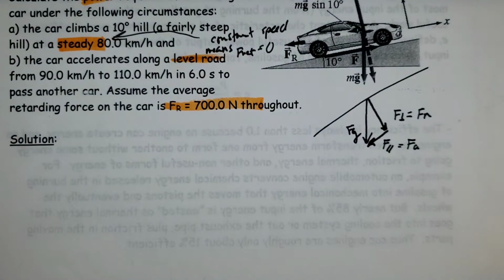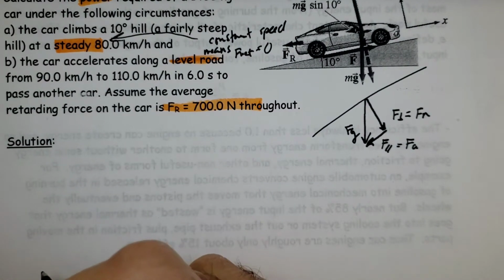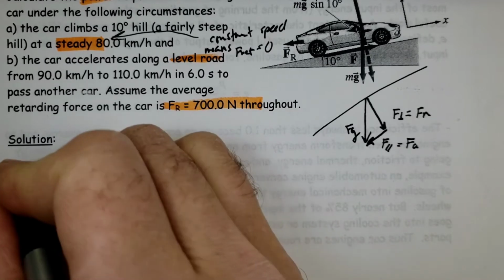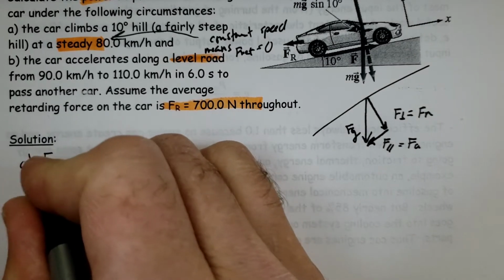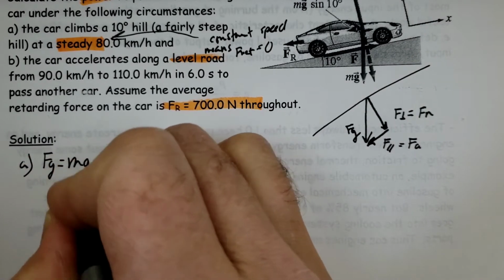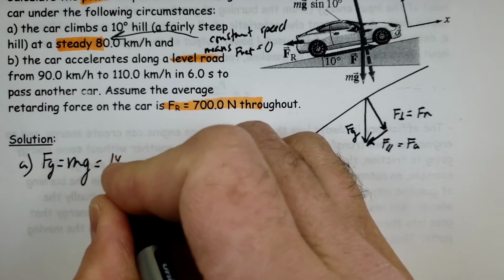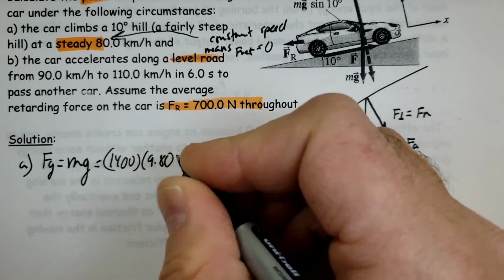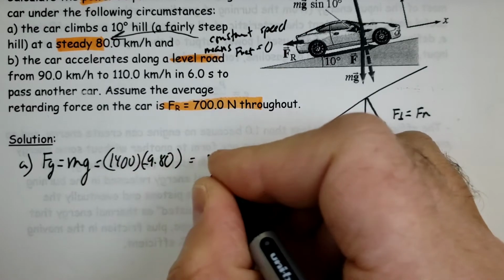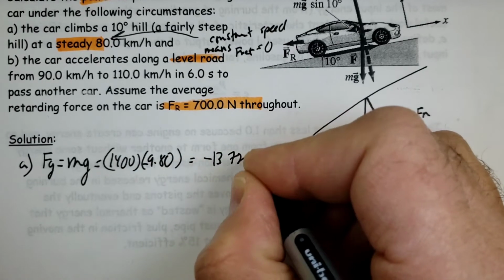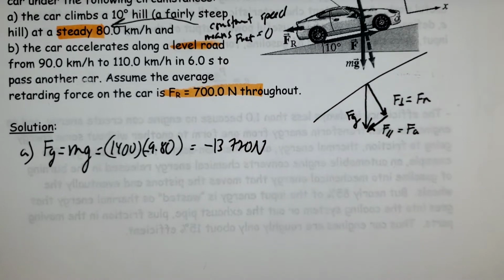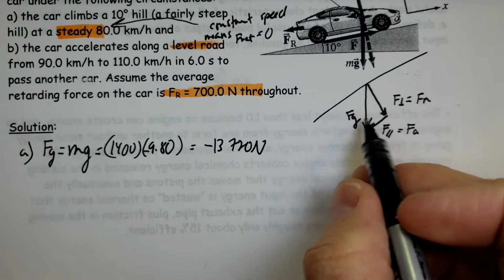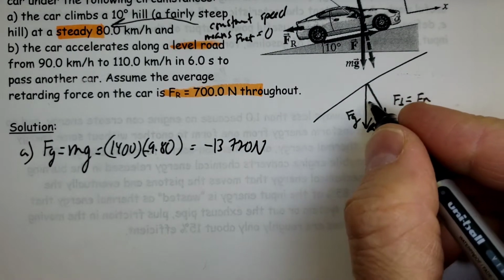Okay, so for power, we need to know the work done. To know the work done, we need to know the overall force being involved. So let's look at this. Fg is equal to mg. We're going to have to figure that out first of all. It's a 1,400 kilogram car, times negative 9.8, so negative 13,720 newtons is working against you. So now we know Fg, we should be able to figure out all of this.